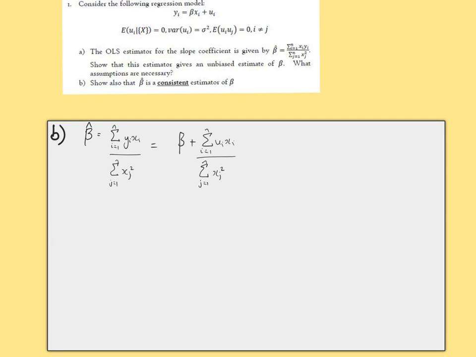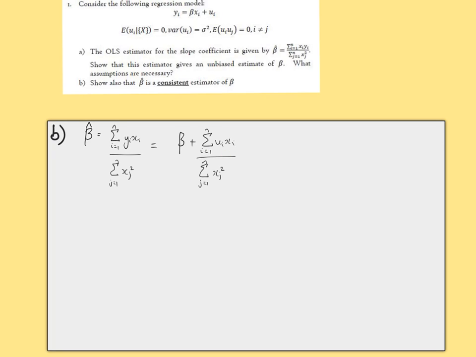Now, moving into our second part of the question, we're asked to show that this is a consistent estimator. And remember, in order for it to be a consistent estimator, the estimator needs to converge in probability towards the true population parameter. Now, we showed in the previous part that once we substitute in our data generating process, provided that data generating process is correctly defined, we can rewrite our estimator as beta plus the sum of the uixi over the sum of the x squared.